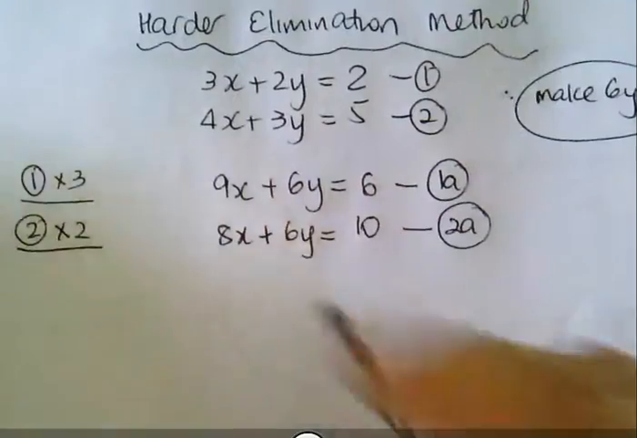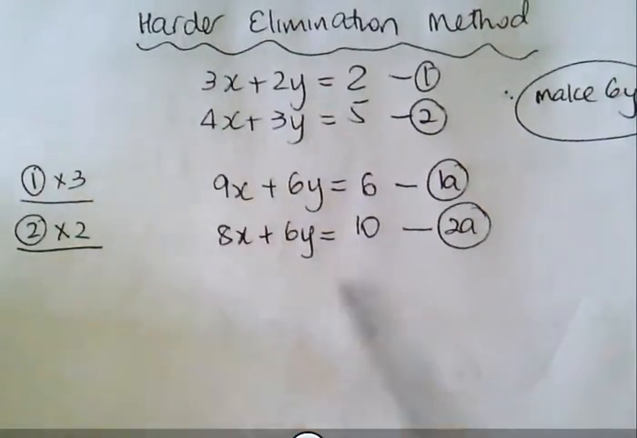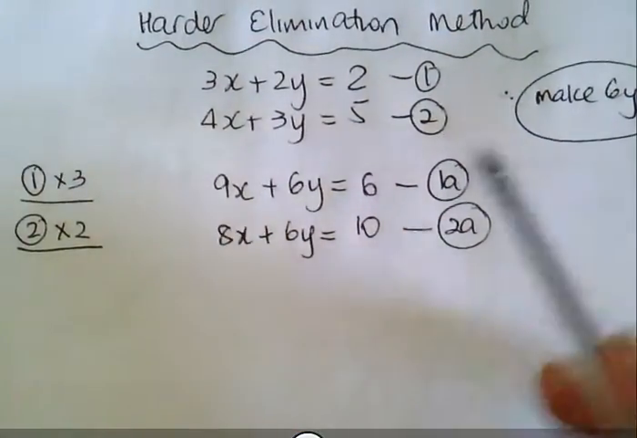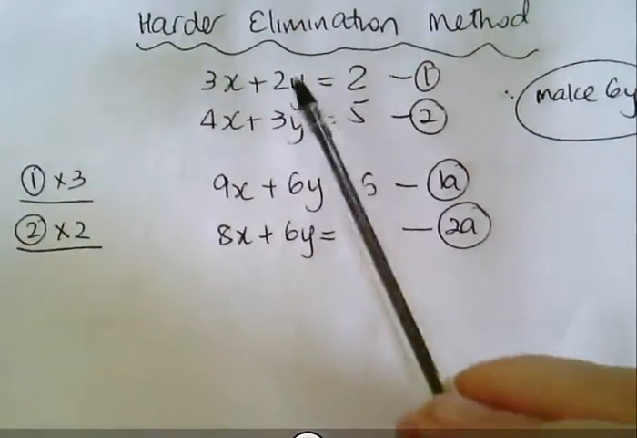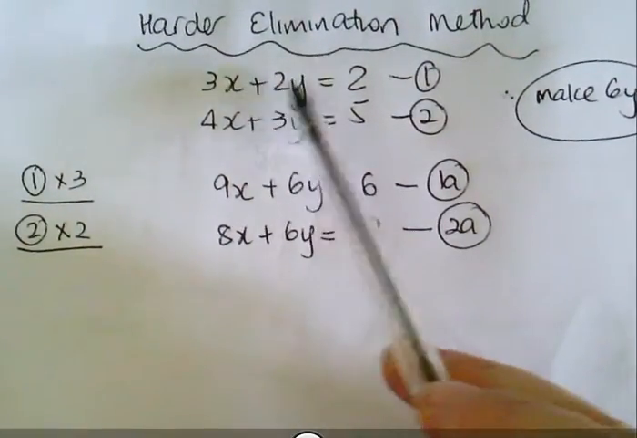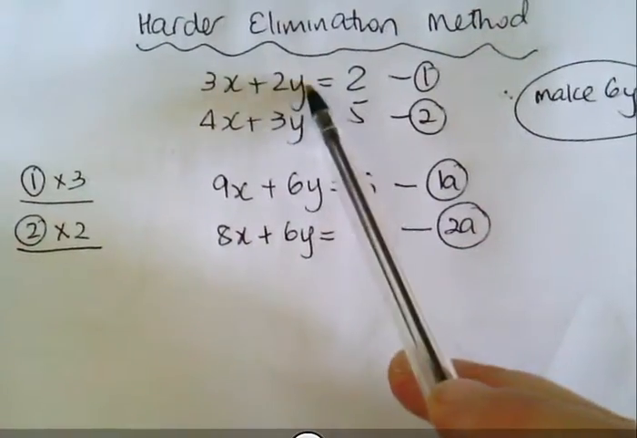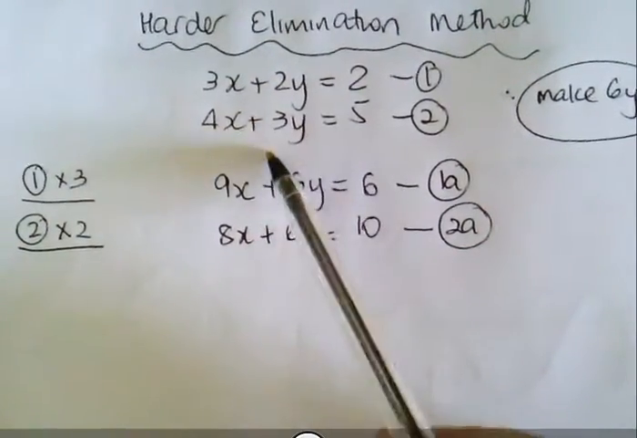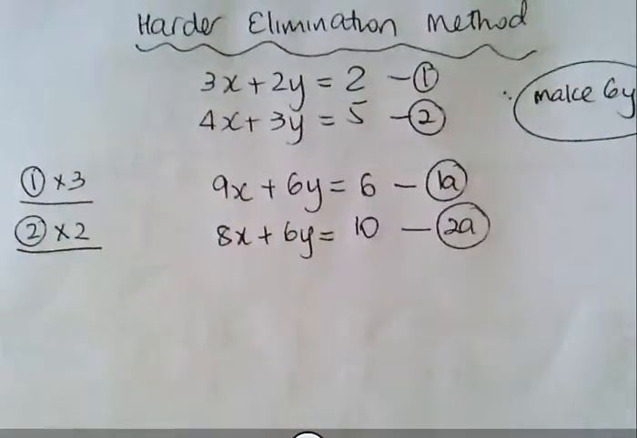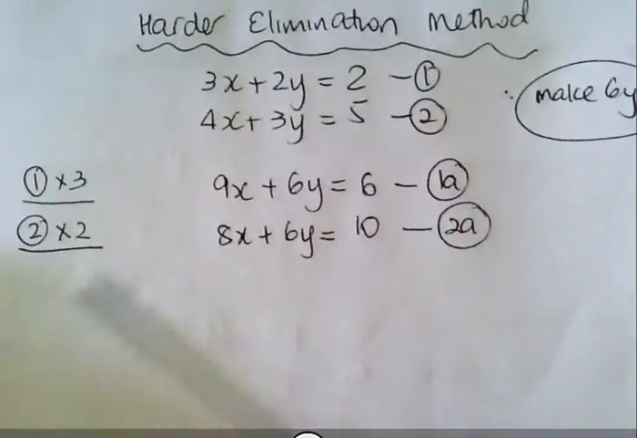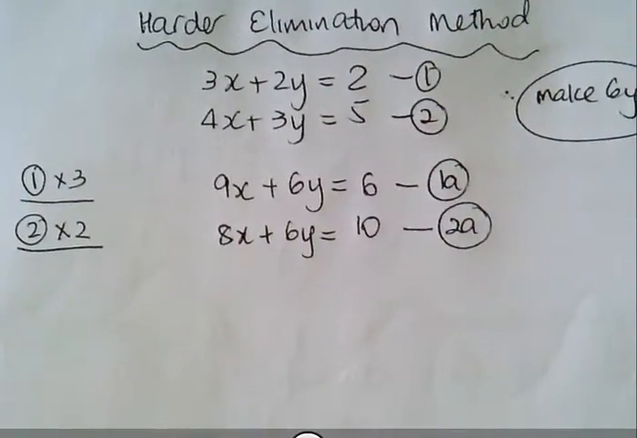So now, what are we going to do? Now that I've got two equations where the y's are the same, we can just use normal elimination. So what I did, I looked at these and I thought, it'd be good if they were both 6y. I can make that 2y easily into 6y, and I can make this 3y easily into a 6y by multiplying the first equation by 3 and the second equation by 2. Notice I write my instructions of what I'm doing on the side.